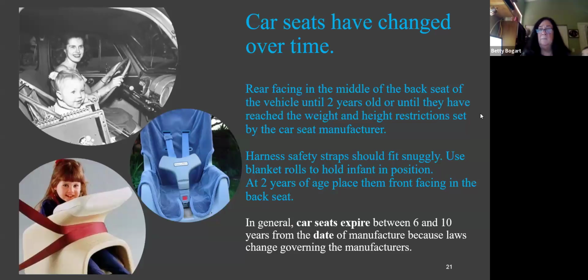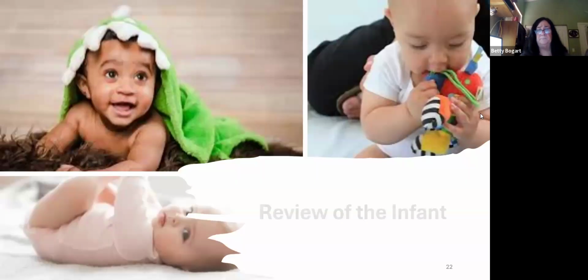Car seats must be infants rear facing, rear seat in the middle for the first 2 years of life. After 2 years or 30 pounds, we can turn them around. With car seats, make sure those shoulder straps are tight and snug. With smaller kids, you also roll up blankets and tuck them in so that they're tight in there, okay? And no, car seats do expire.